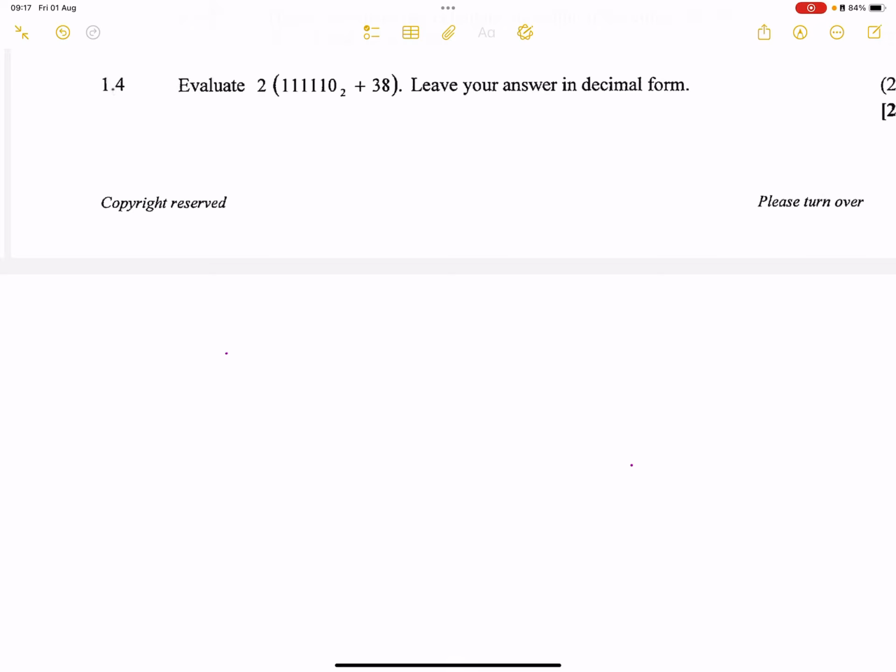And we are going to dive into question 1.4. They say to us, evaluate that number. So we've got 2 times 111110, that's five ones and a 0, and that's in binary. The 2 at the bottom suggests that this is in binary form. And this is plus 38, that's in decimal form. They said, leave your answer in decimal form.